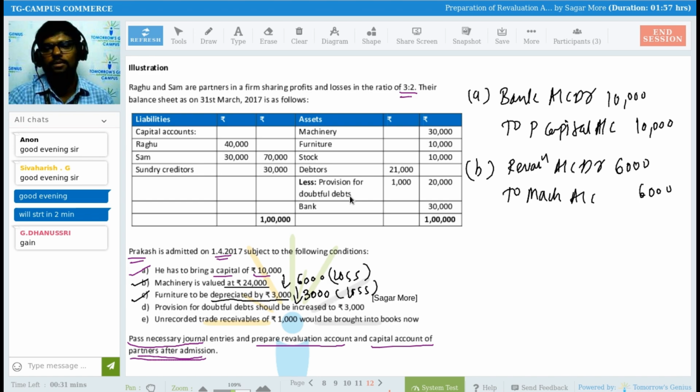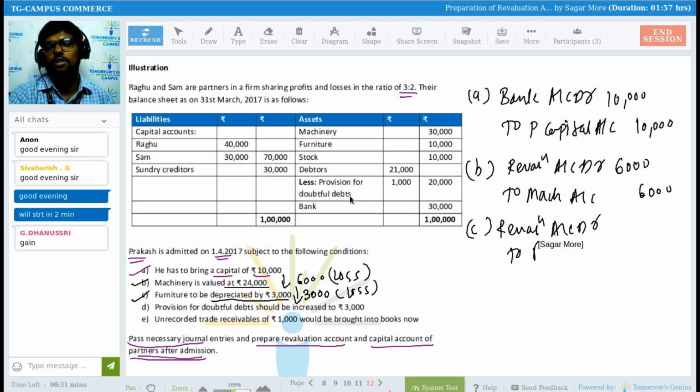Which entry we have to pass? Revaluation account debit to furniture account, right? The amount is 3,000, sir. There is no need to calculate the difference, no? I told you, it means this much amount got reduced. So we have to write down 3,000 and 3,000.